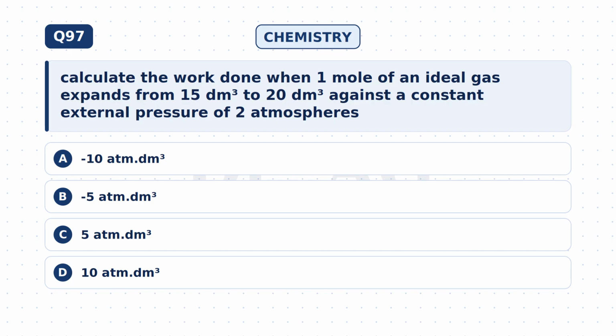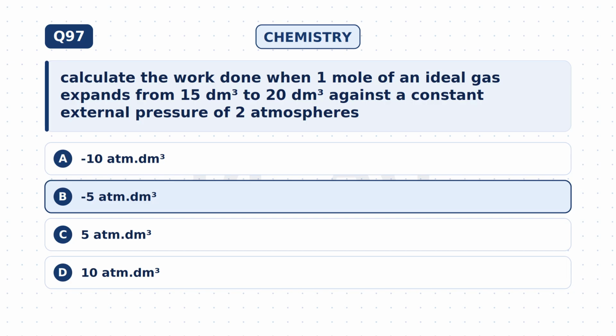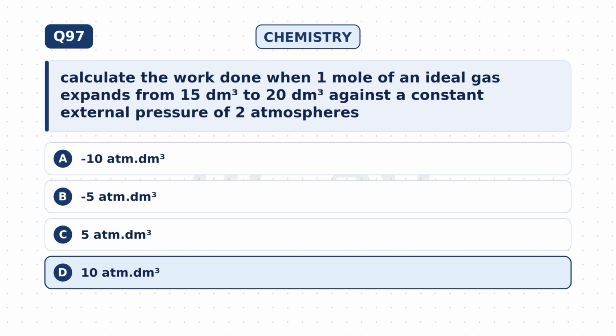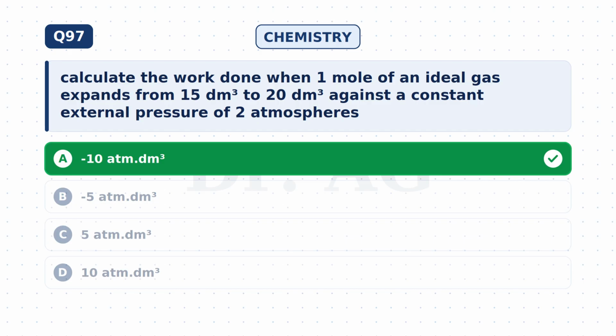to 20 decimeter cube against a constant external pressure of 2 atmospheres. Option A, minus 10 atm decimeter cube. Option B, minus 5 atm decimeter cube. Option C, 5 atm decimeter cube. Option D, 10 atm decimeter cube. The correct answer is A, minus 10 atm decimeter cube.